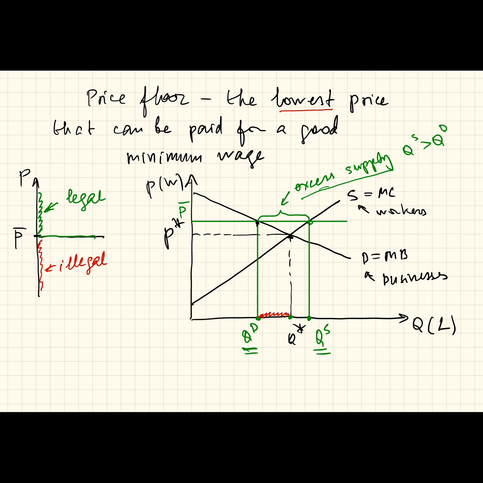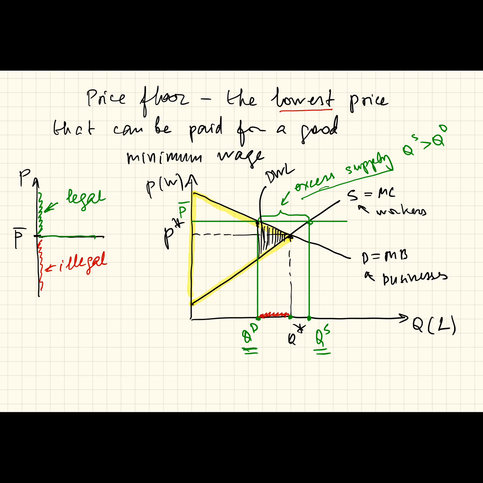So there will be a reduction in employment. And this reduction is going to reduce total surplus because, remember, given these supply and demand curves, the highest surplus we can get is this triangle. But as we're taking some workers out of the picture, we are eliminating some of the total surplus. And that results in what we call deadweight loss.